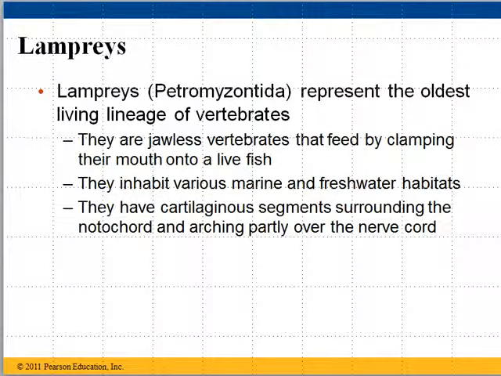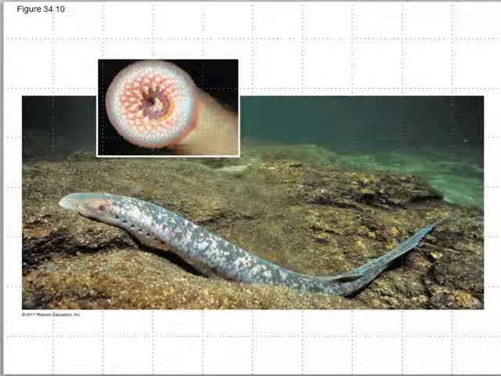Lampreys represent the oldest living lineage of vertebrates. They are jawless vertebrates that feed by clamping their mouth onto a live fish. They're kind of a parasitic creature, kind of a scary looking creature. I'll show you a picture in just a moment. They inhabit various marine and freshwater habitats. They have a cartilaginous segment surrounding the notochord and arching partly over the nerve cord. So this would be a vertebrate, but a very simplistic version of one.